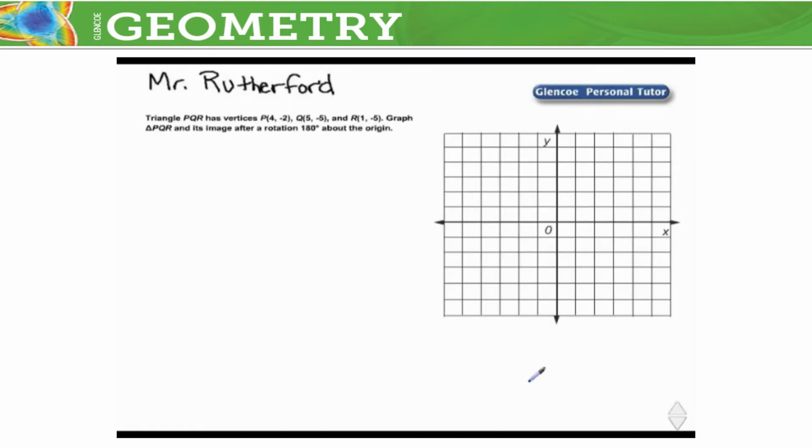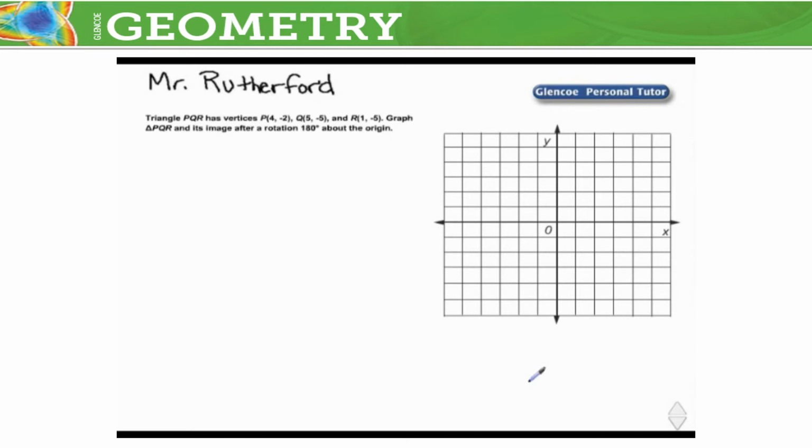Hi, this is Mr. Rutherford. In this problem, we will learn to draw a rotation in the coordinate plane. Triangle PQR has vertices P 4, negative 2, Q 5, negative 5, and R 1, negative 5. Graph triangle PQR and its image after a rotation of 180 degrees about the origin.